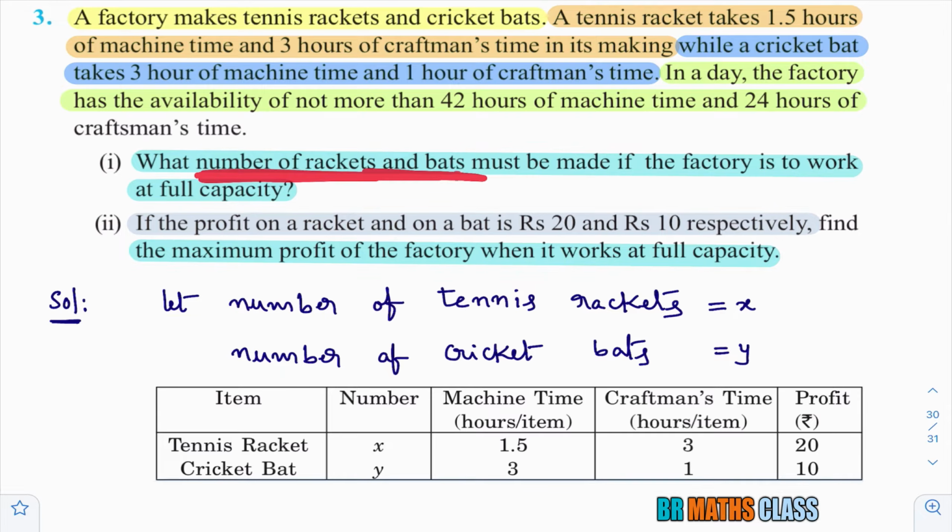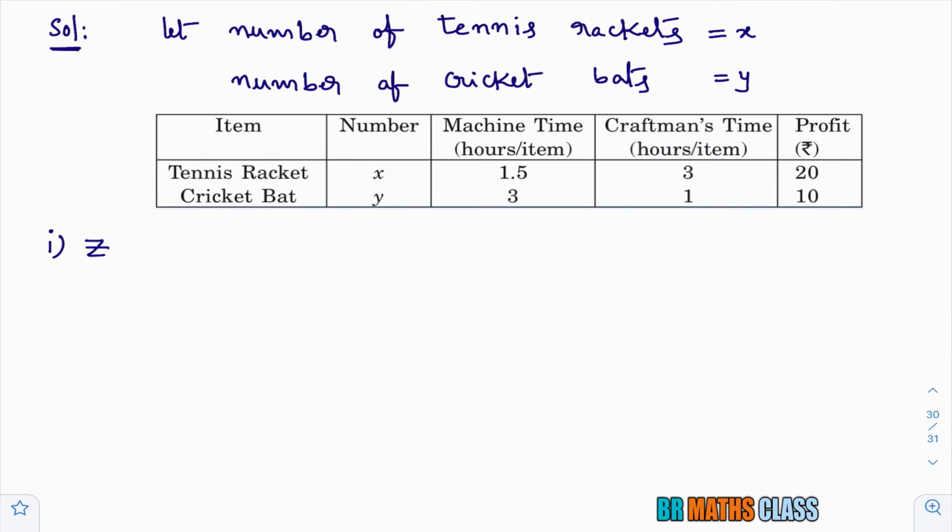The number of rockets and bats is the objective function, because when the factory works at its full capacity, we want the maximum number of rockets and bats we can make. So what is the objective function for the first bit? The number of rackets and bats. As I have taken x as the number of tennis rackets and y as the number of cricket bats, x plus y is the objective function. Okay, now I'll write the machine time availability.